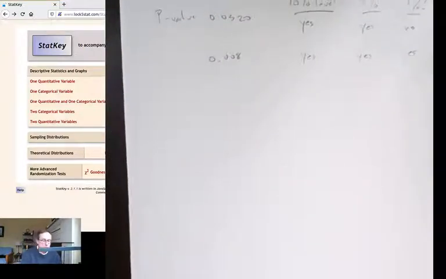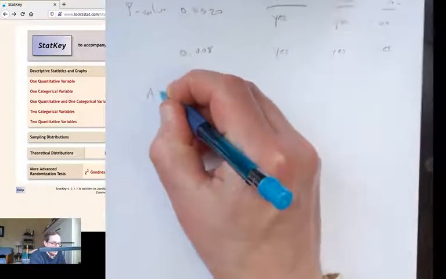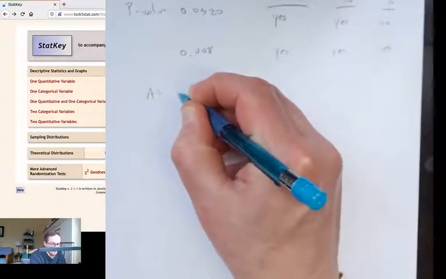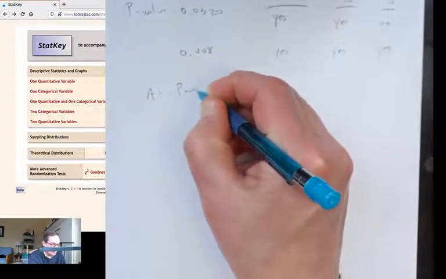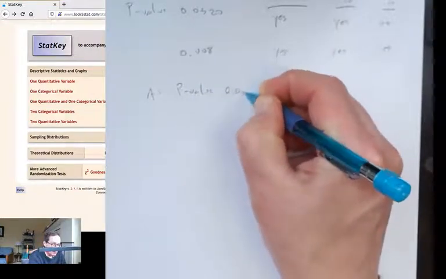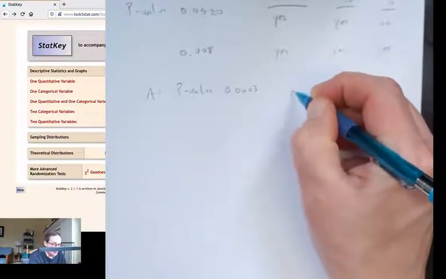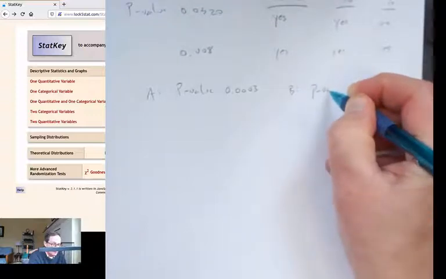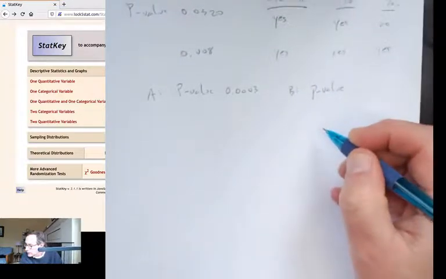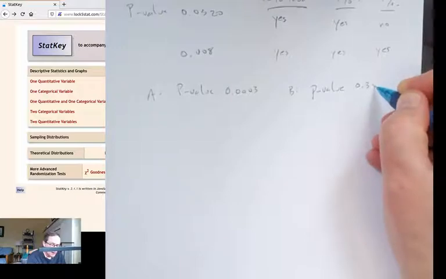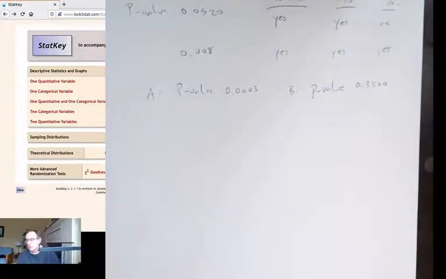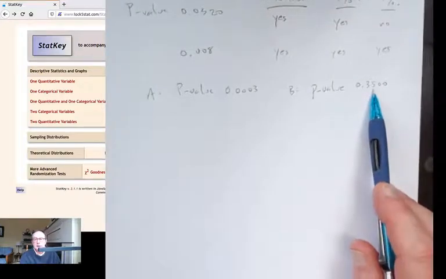0.3500. So supplier A has a p-value of 0.0003, and supplier B has a p-value of 0.35, 0.3500. Okay, the questions. Interpret each p-value in terms of the probability of the result happening by random chance. So I'll start with this one here because a person recognizes that 35%, so it's easier to say out loud.